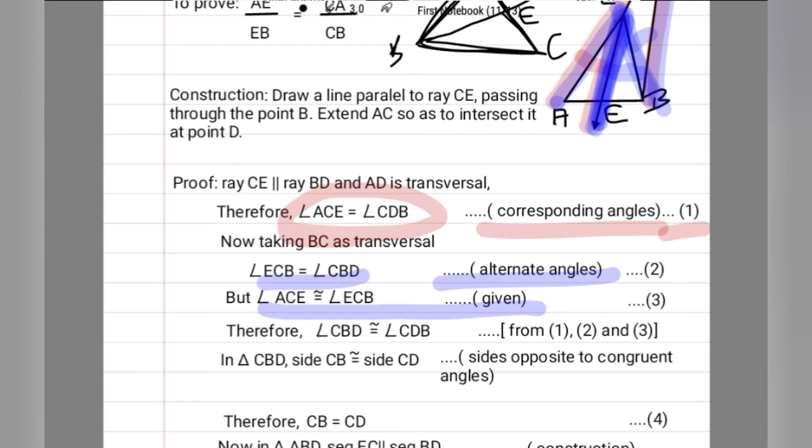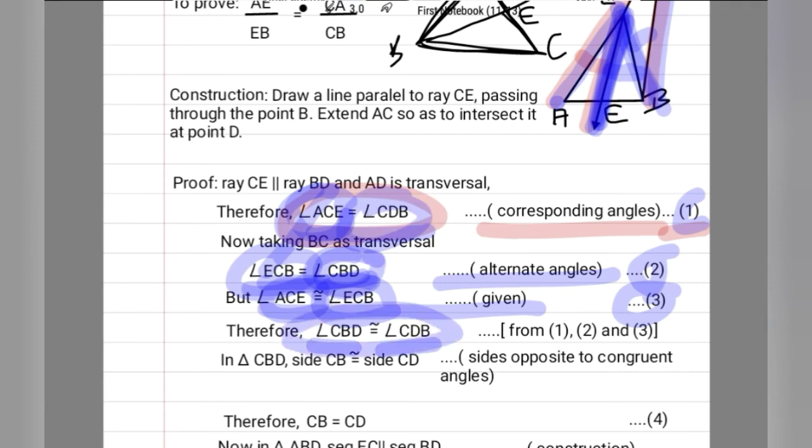Now from the equations 1, 2 and 3, what we get is angle CBD is equal to CDB. Why? Since angle ACE is equal to angle ECB, that is congruent, and angle ACE is equal to angle CDB, also angle ECB is equal to angle CBD, right? So since these two angles are equal, we can say that these two angles are equal, and this is the final equation we get.